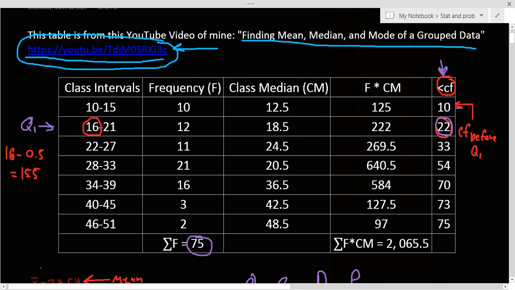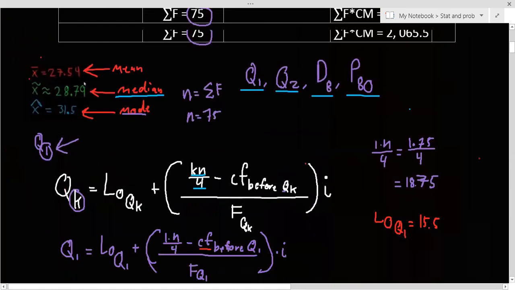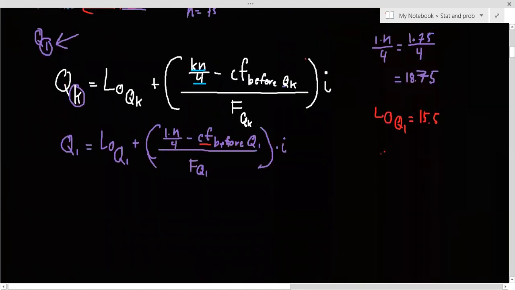Ibig sabihin, ano yung cumulative frequency bago yung cumulative frequency ng first quartile? So since we have 22, di ba? And before 22, we have 10. So therefore, ang sagot natin ay 10. So this is it. CF before Q1. So this is 10. Ayan.